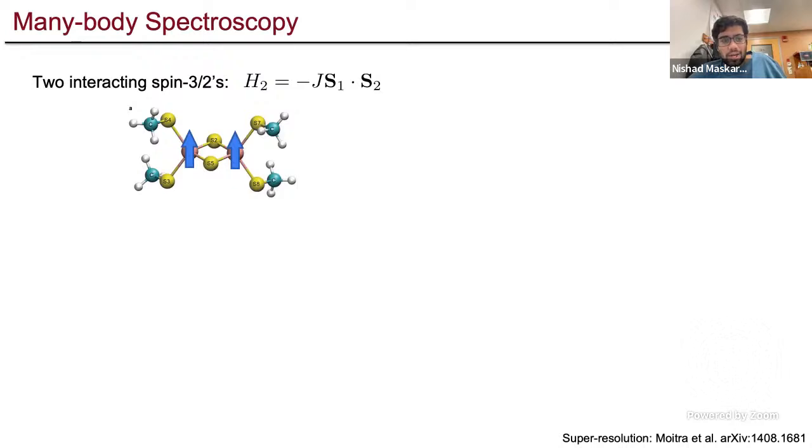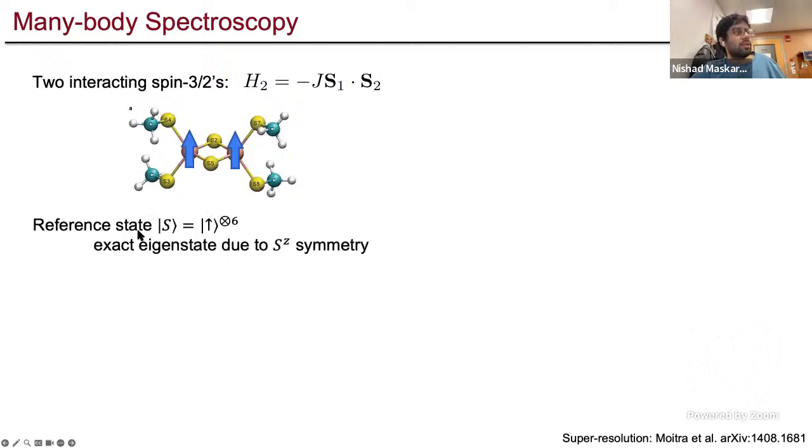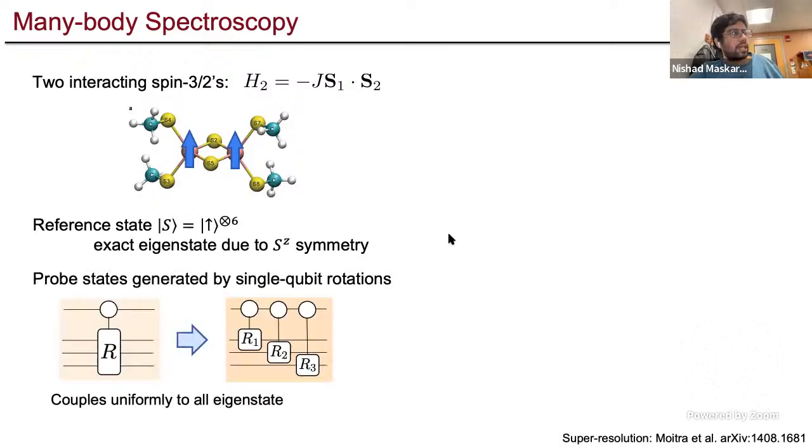So, okay, I spent a lot of time talking about how formally we do the calculations, but now let's see it in some simple examples. Let's again start with a really simple system of two interacting spins. Here we'll think about two interacting spin 3/2, which you can maybe think about as coming from the metal sites of some simple molecular complex. We're going to prepare for our initial state, our reference state, the all-up state, which is actually an exact eigenstate because of the symmetry of the Hamiltonian, and therefore has known, easy to model evolution under the Hamiltonian.